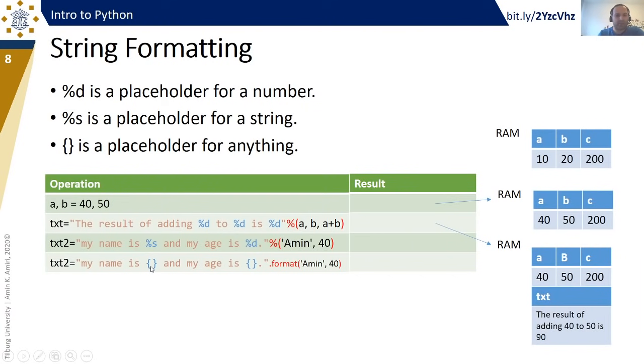You can also use curly brackets. You can see that as a result of these, you can do exactly the same operation using curly brackets, but with .format, I mean .format with 40. So the result of these two operations would be exactly the same. txt2 will have the same text: My name is Amin and my age is 40. So draw what RAM looks like after this operation.